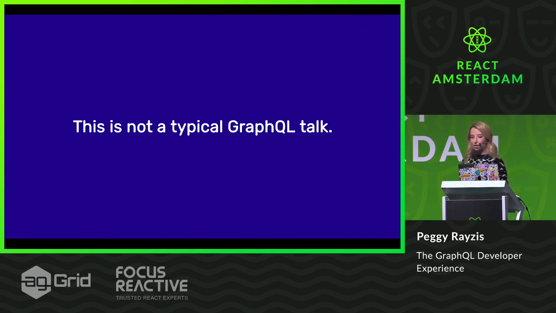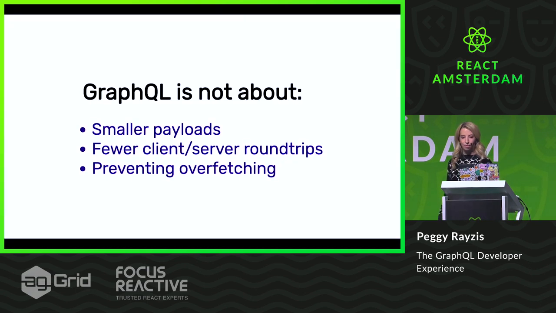So to me, GraphQL is really not about data over the wire. It's not about smaller payloads, fewer round trips, and it's not about preventing overfetching. Yes, these are all technical benefits of GraphQL, but to me, they're actually not the most compelling reasons to adopt GraphQL in the first place. Because rolling GraphQL out to an organization is a really big investment, so you should make sure you're doing it for the right reasons. Instead, I actually think the best part about GraphQL and the most compelling reason to adopt it is the massive productivity boost that it brings to developers.